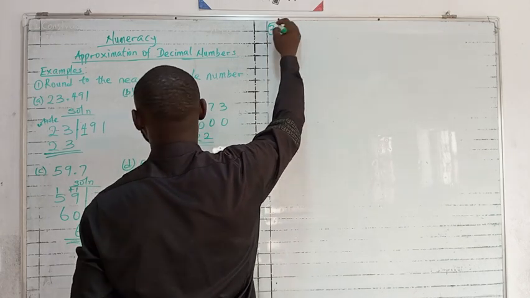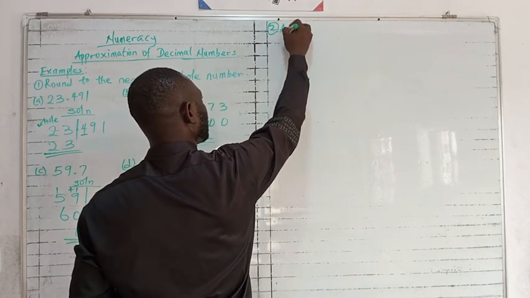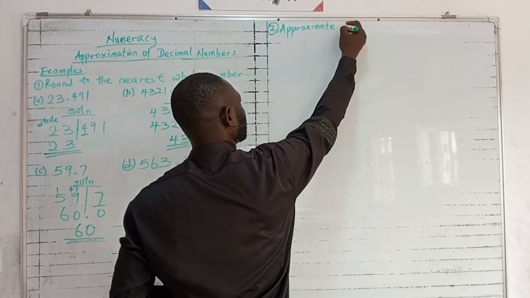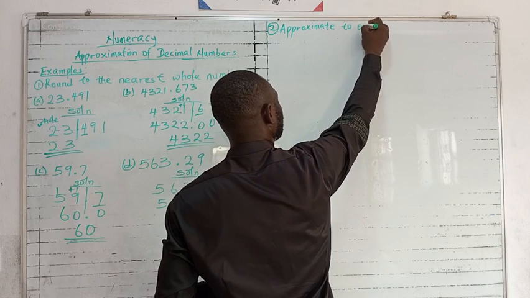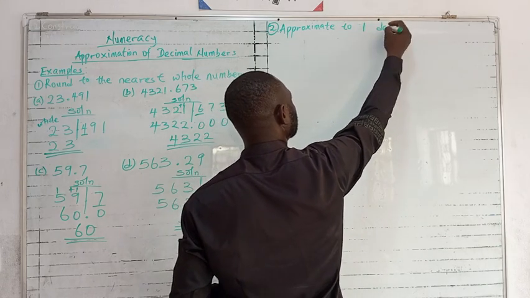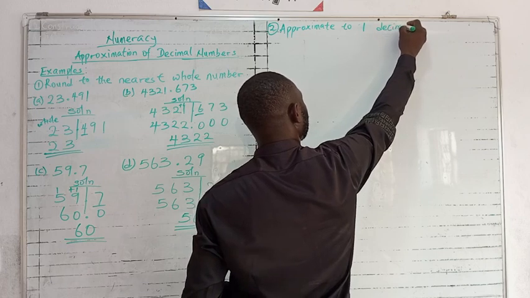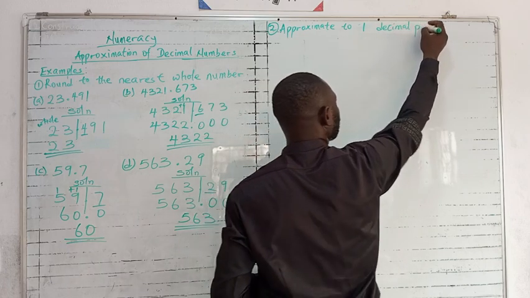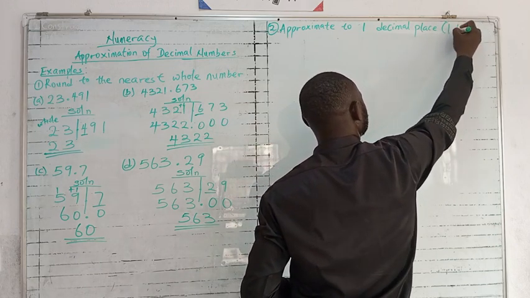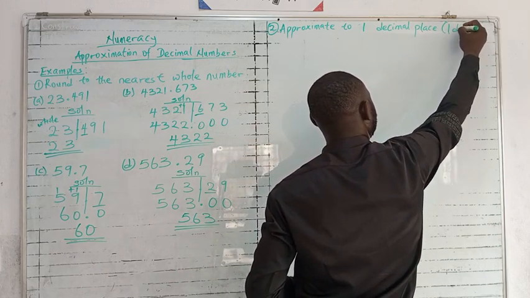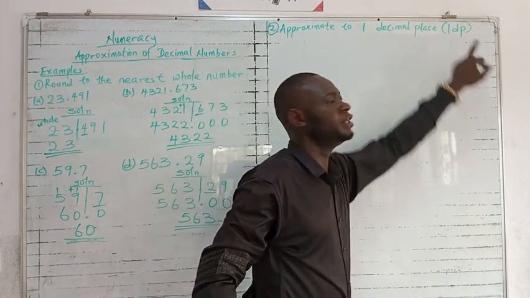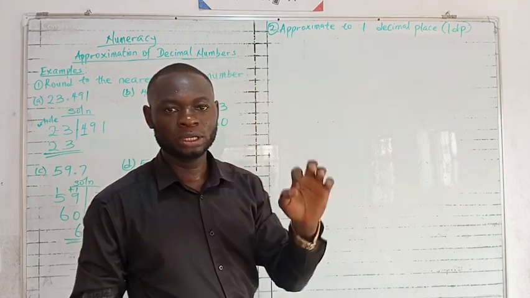Okay? Let's look at example number 2. In example number 2, it says approximate to 1 decimal place, which is always written as 1 dp. Always written as 1 dp. So wherever you see 1 dp, it means 1 decimal place.